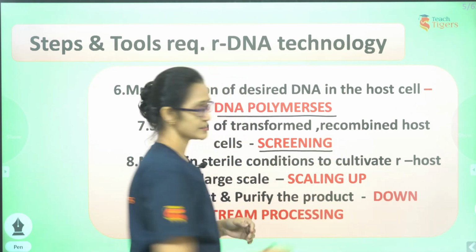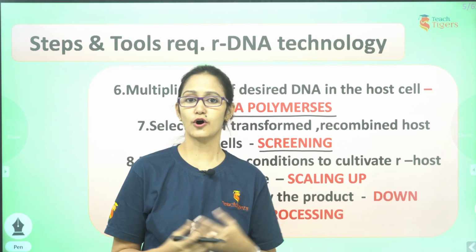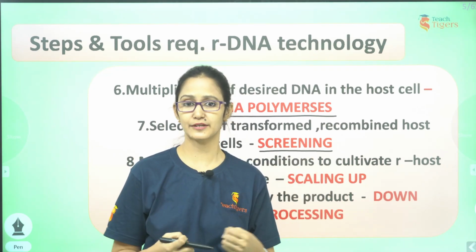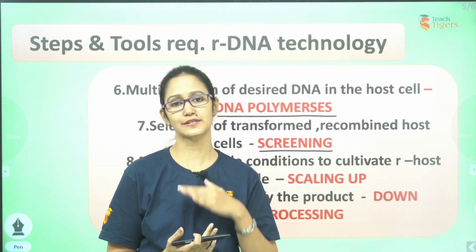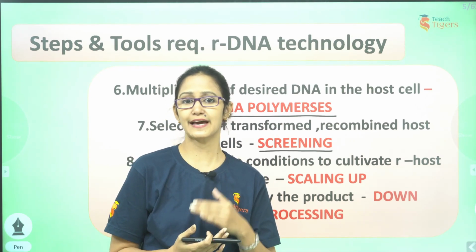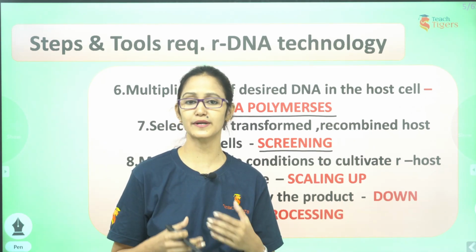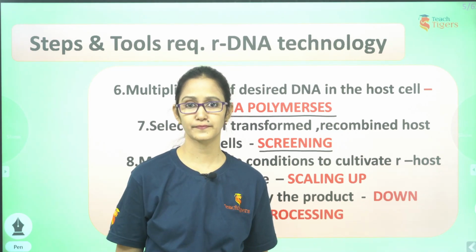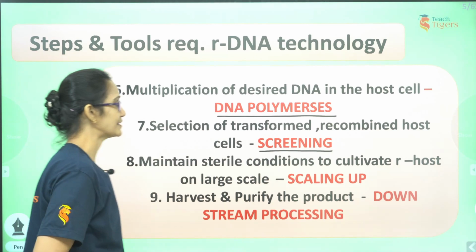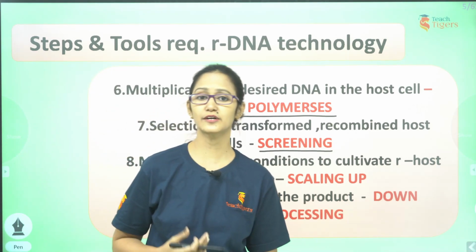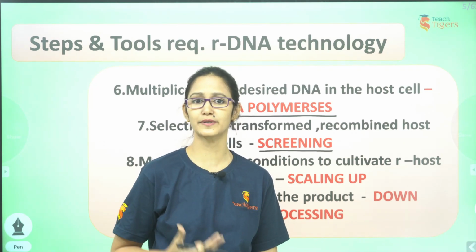Now, the problem here is, once the transformation experiment was done, we cannot expect that all the host organisms have taken up the recombinant DNA molecule. And for this reason, we have to undergo the screening test. Screening test will enable us to select only those host cells which are carrying the recombinant DNA molecule. And then, once the screening is completed, now we have the recombinant host. Now that the host cell has the recombinant DNA molecule, the host is otherwise called a recombinant host.